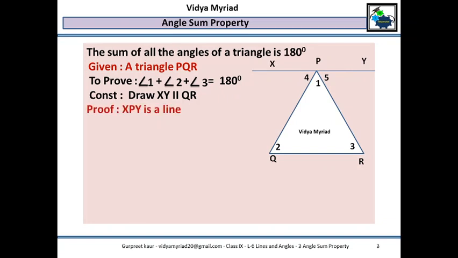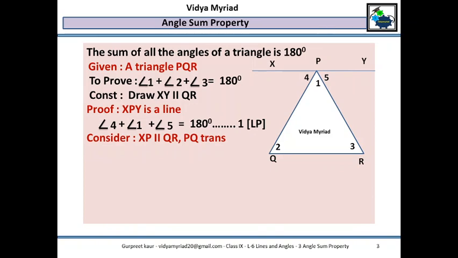If you look at the line XPY, all the angles that are formed on XPY will be a linear pair, or their sum will be equal to 180 degrees. So I can simply write 4 plus 1 plus 5 is equal to 180 degrees. Now consider XP parallel to QR, which is already parallel, and we will be focusing on PQ as transversal.